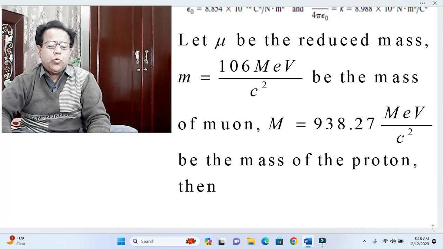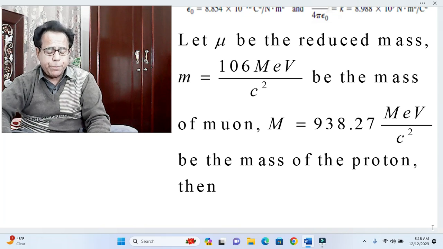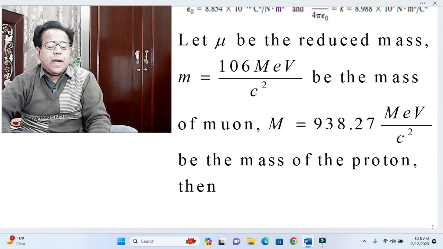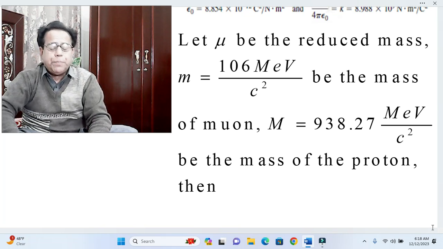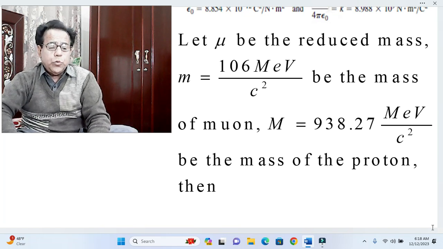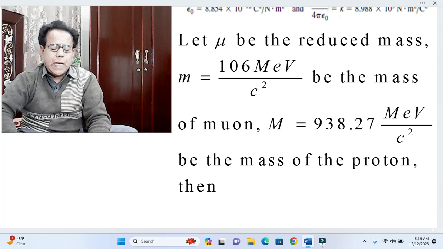Dear students, out of these three values, the first value is provided in the statement, as well as in the table which has been included as a snapshot. The only difference is that in the statement it is given as complete 106, while in the table included in the snapshots it is given as 105 point something, that is to say approximately equal to 106. Then capital M, the mass of the proton, is given in the table which we have included in our snapshots.